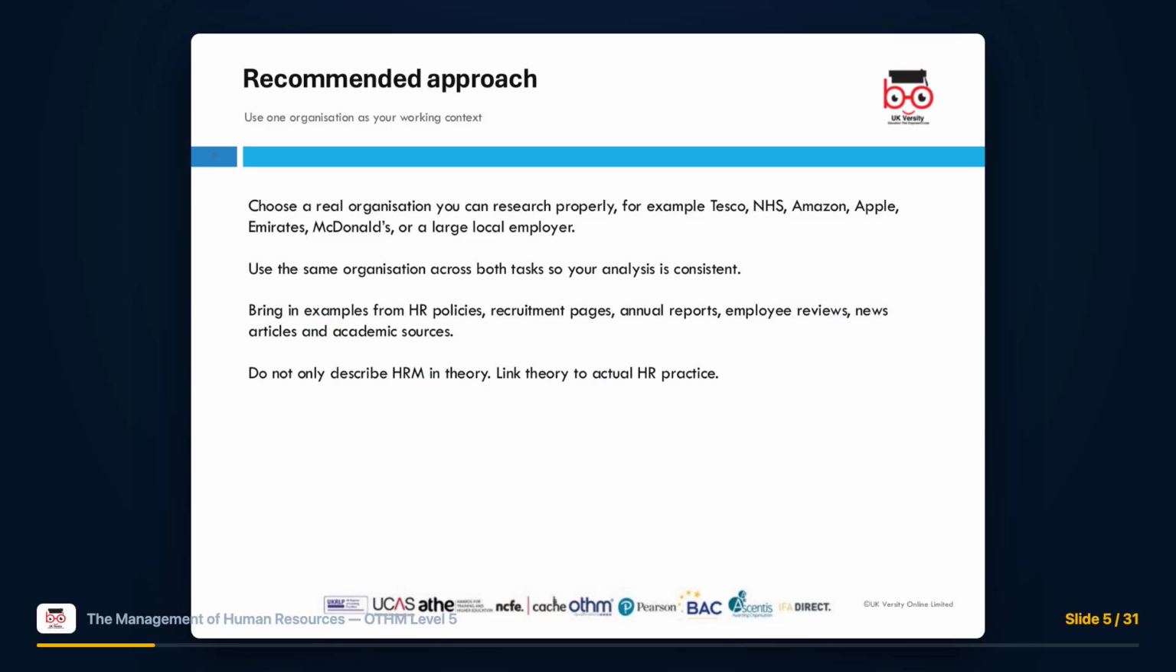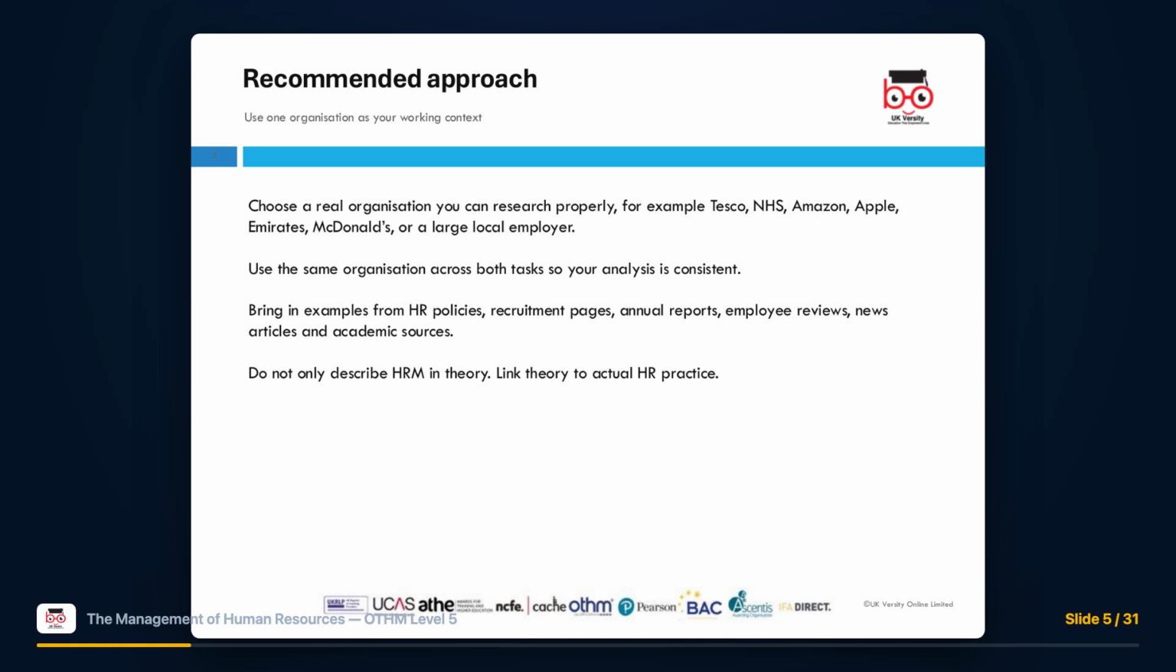The recommended approach is to use one organisation as your working context. Choose a real organisation you can research properly, such as Tesco, the NHS, Amazon, Apple, Emirates, McDonald's, or a large local employer. And use the same one across both tasks so your analysis is consistent. Bring in evidence from HR policies, recruitment pages, annual reports, reviews and academic sources, and always link theory to actual HR practice.